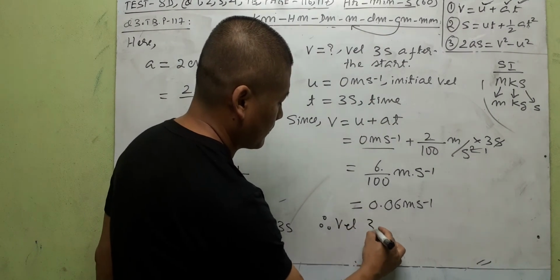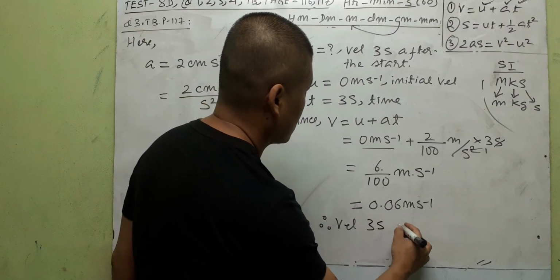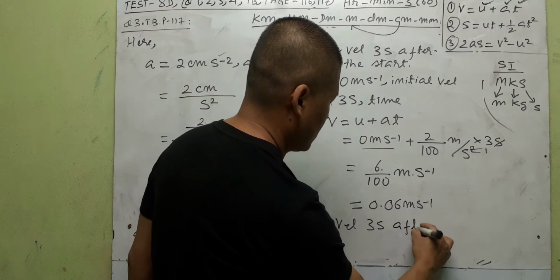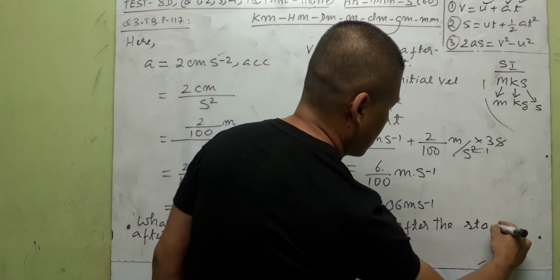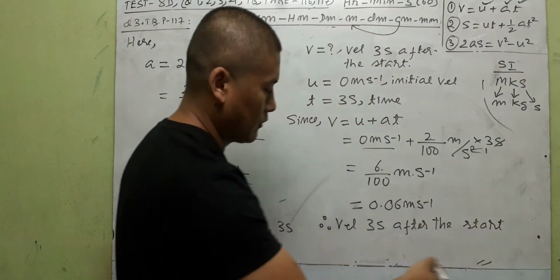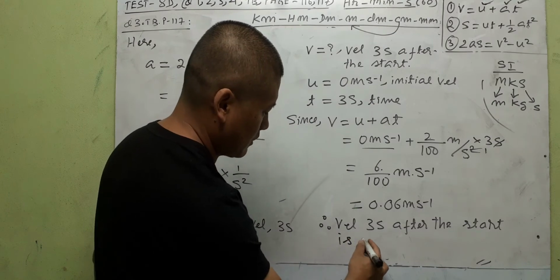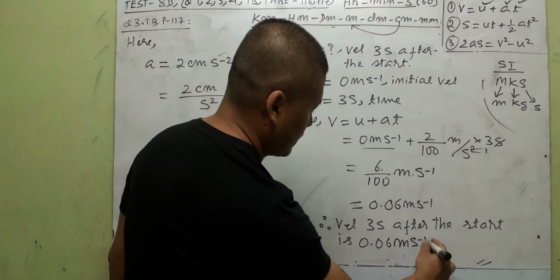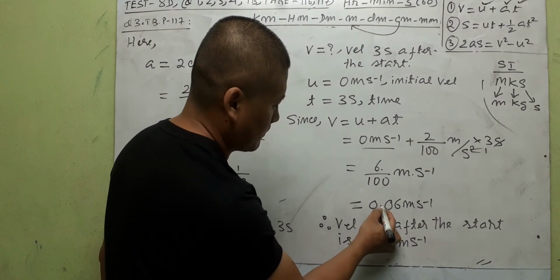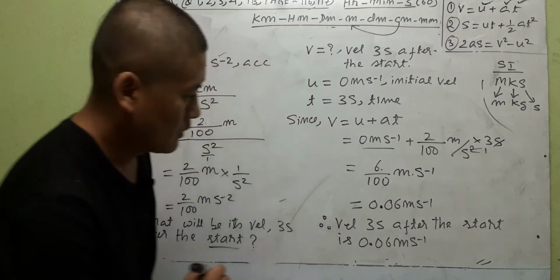velocity 3 seconds after the start of moving of the trolley is 0.06 meter per second. Okay, so that is our answer.